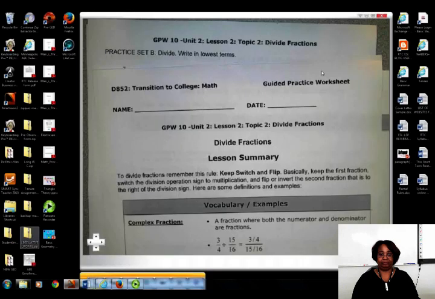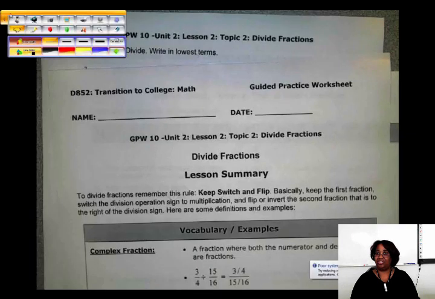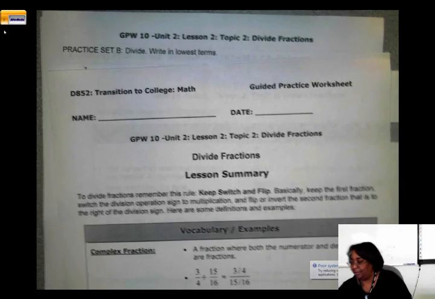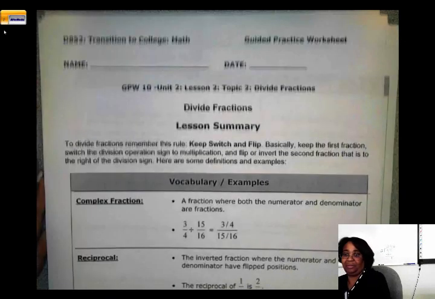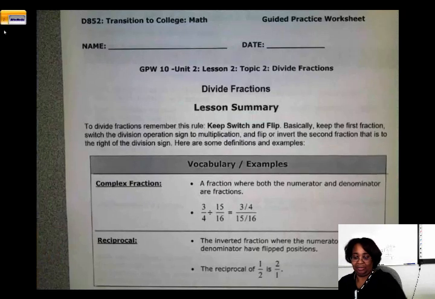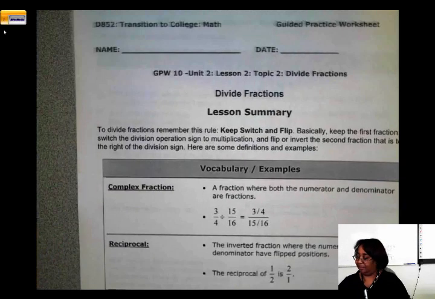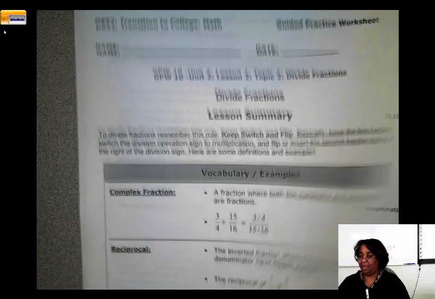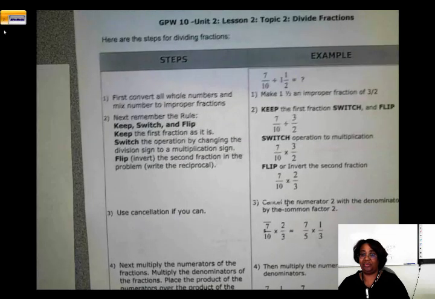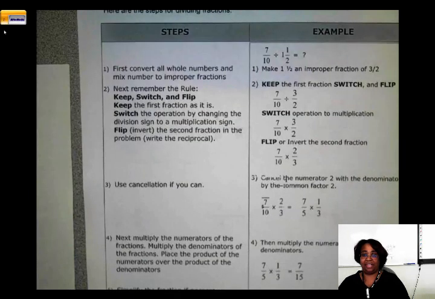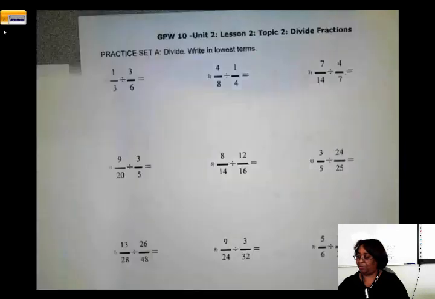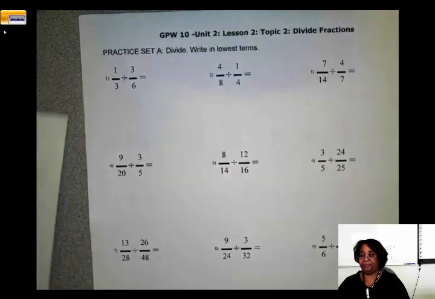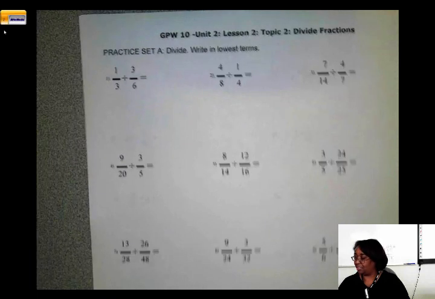First page is just a summary of the keep, switch, and flip. This is a little bit better here. So this is just a summary. Like I said, page 2 shows you the 5 steps to solving a division of fractions problem using keep, switch, and flip. And your first exercise starts on page 3.